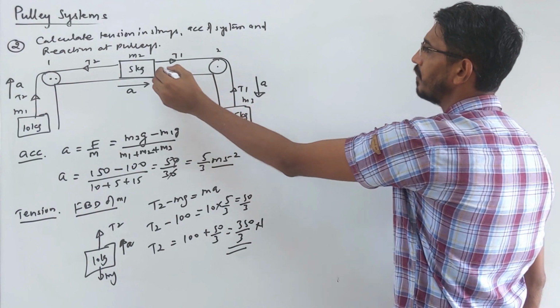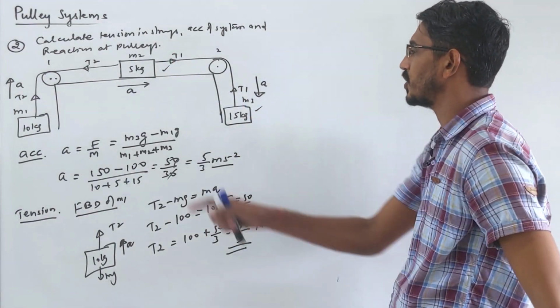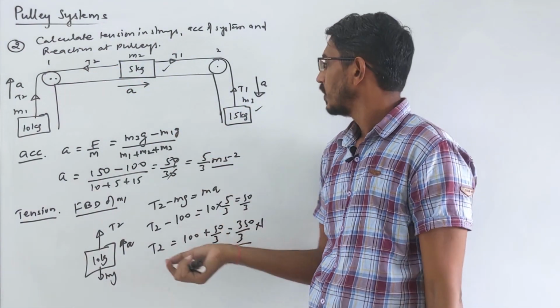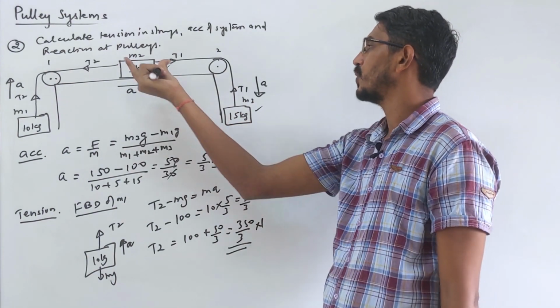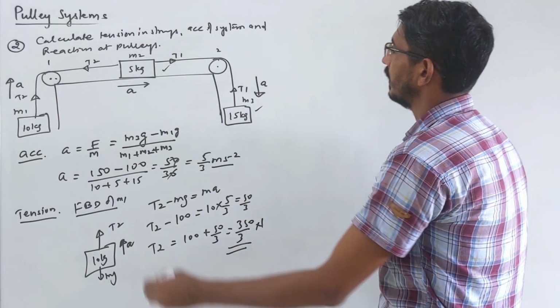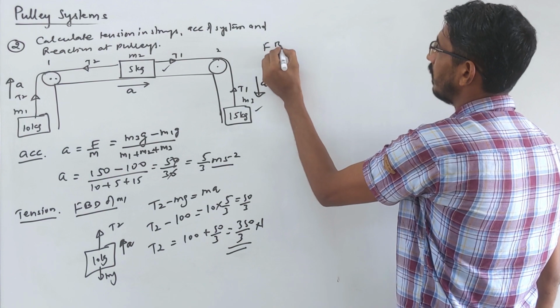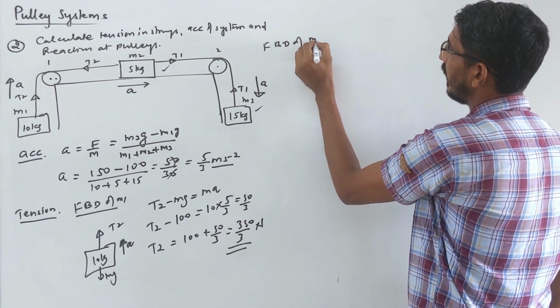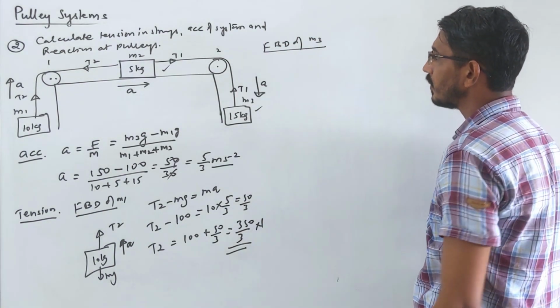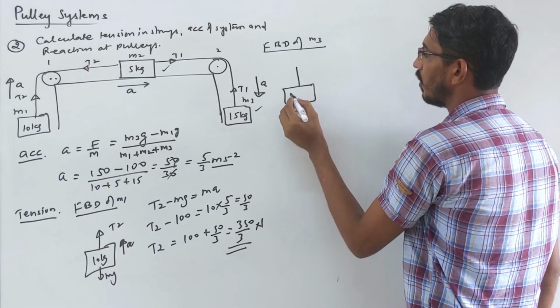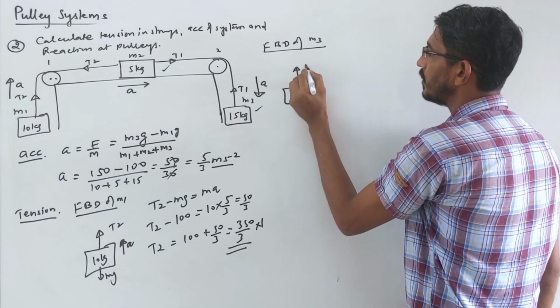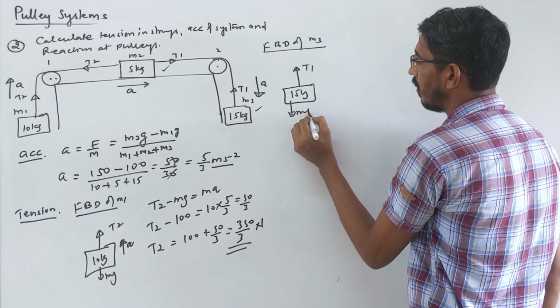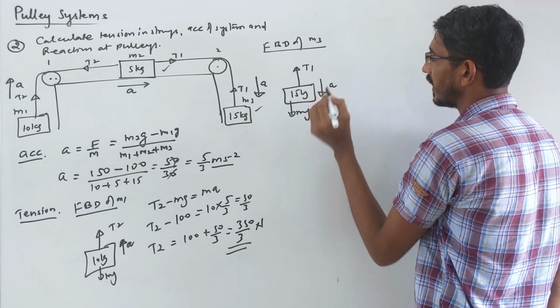Now let's calculate tension T1. You can take the FBD of either block, because T2 we know, your choice. I am taking this one as it is easier, you try with the other one. Let's write the FBD of M3. It is moving vertically, so for this 15 kg block, tension T1 is upward, mg downward, and it is accelerating downward with acceleration A.